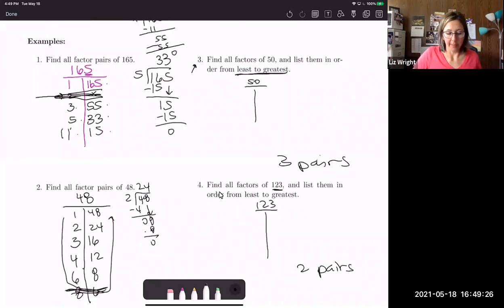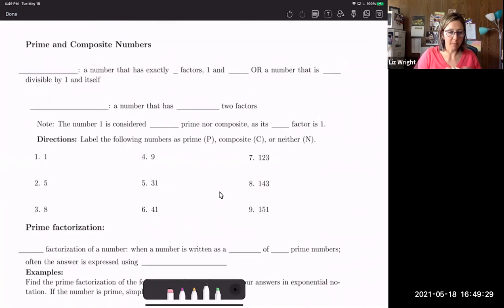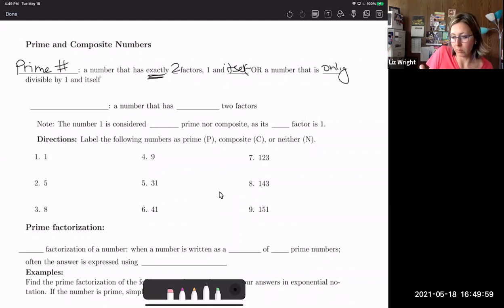All right, on the next page, prime and composite numbers. We've got a definition of a prime number first. So a prime number is a number that has exactly 2 factors, like exactly 2 factors, not 1 factor, not 3 factors, exactly 2, 1 and itself. Or it's a number that is only divisible by 1 and itself, is another way to think about that.